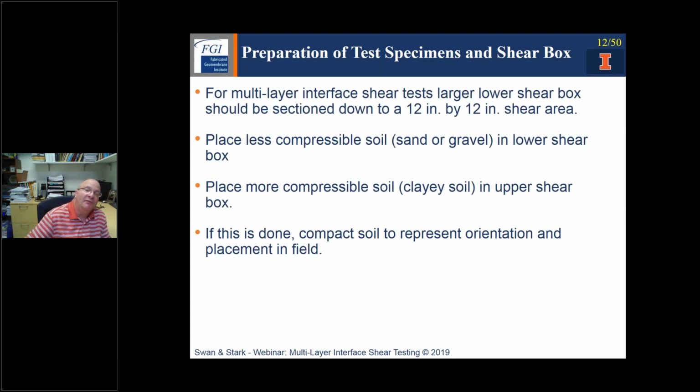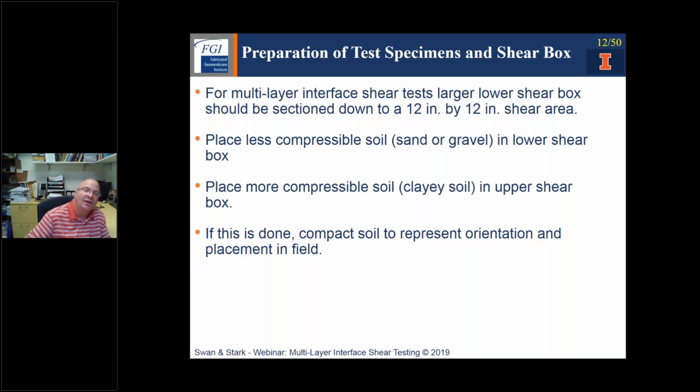And then the multi-layer interface tests, we still use a larger shear box, but we also tend to section that down to a 12 by 12, because what we don't want to occur, because we don't have the full coverage of the geosynthetic, is we don't want to cause a bearing capacity failure in the lower box due to the normal stress.